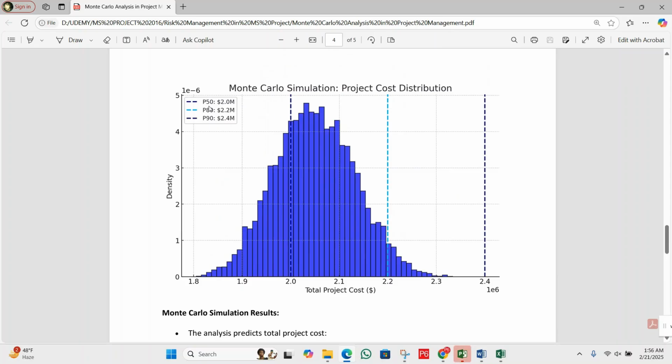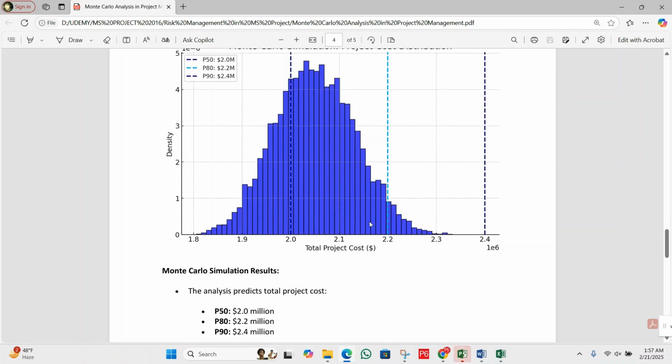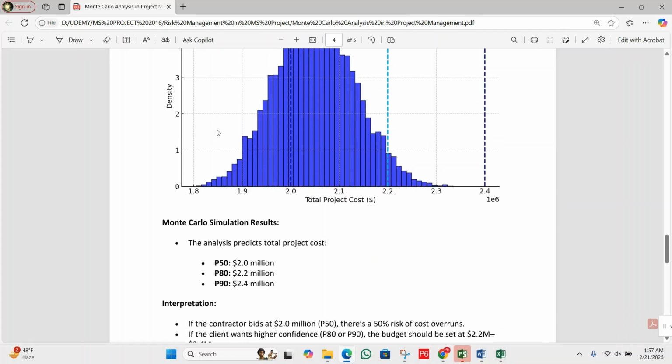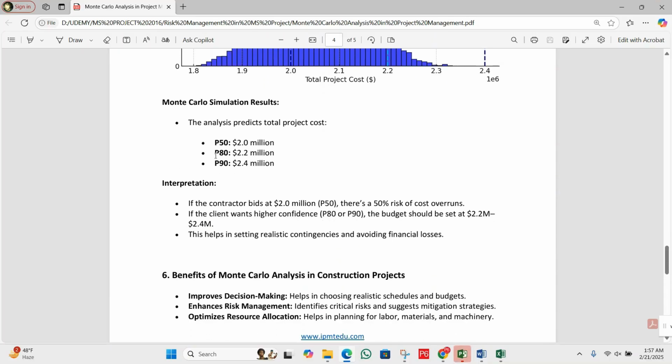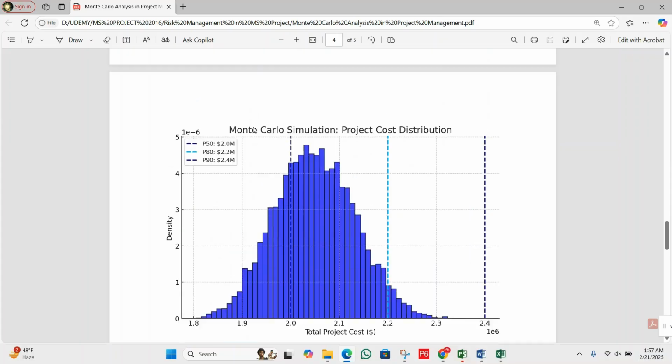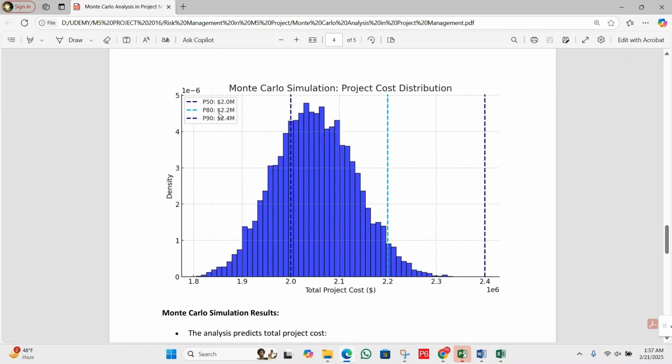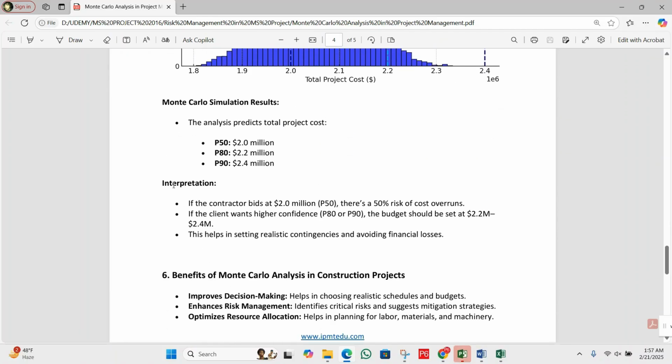You can see here there is a 50% probability that it will be 2 million. Then an 80% probability that it will be 2.2 million dollars. There is a 90% probability that it will take 2.4 million dollars to complete. So after the simulation analysis, we have the results here. The Monte Carlo simulation results are here. We have already discussed this in this graph.